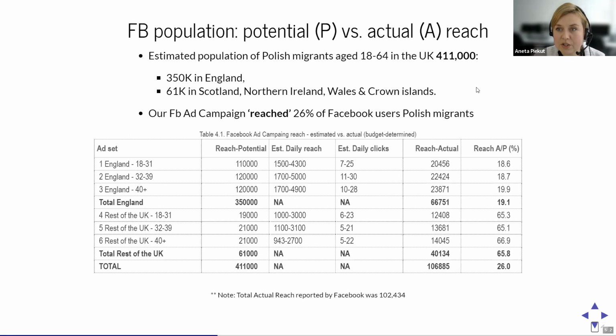So altogether, we reached a quarter of Polish people on Facebook who were of working age, and much more within the rest of the UK category, which was 66% of them. They had an ad on their feed. Maybe they saw it, maybe they didn't, we don't know, but it was a much more aggressive campaign over there.